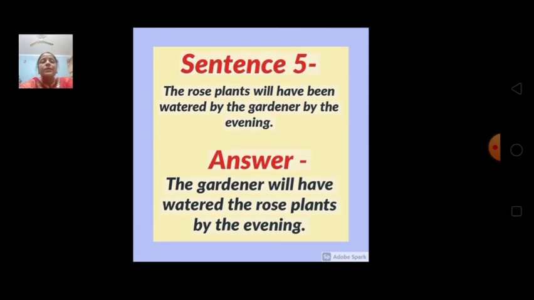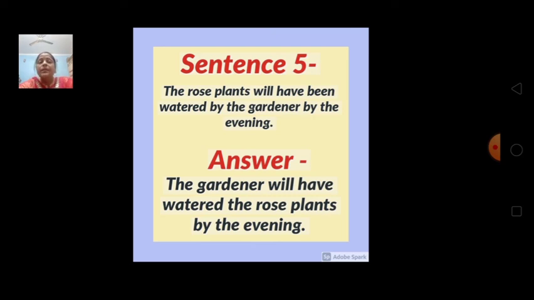Next example. The rose plants will have been watered by the gardener by the evening. This sentence is in passive voice and the tense of the sentence is future perfect tense. How did we come to know this? Because of the helping verb will have been plus third form. It was clearly mentioned in the rule that in future perfect tense passive voice sentences we use will have been plus third form. So we are going to change the active voice into future perfect tense only.